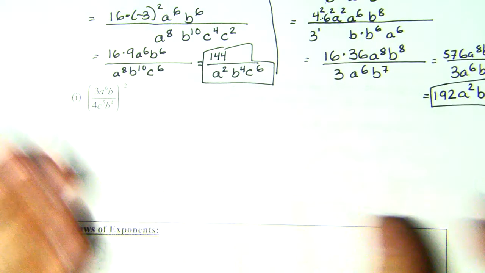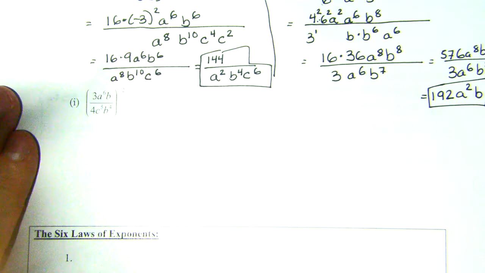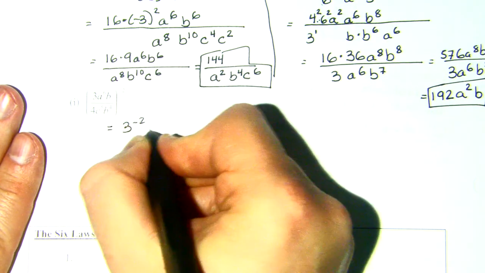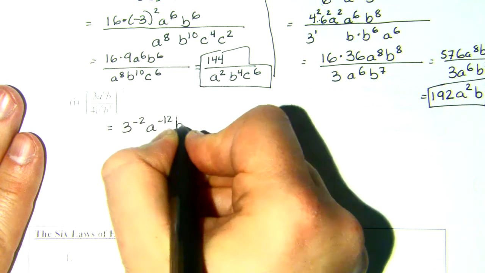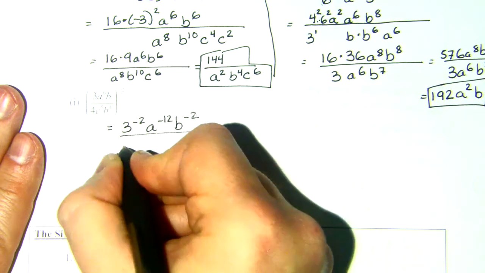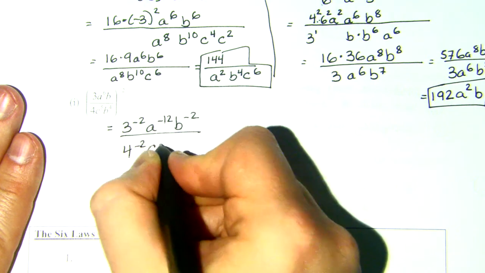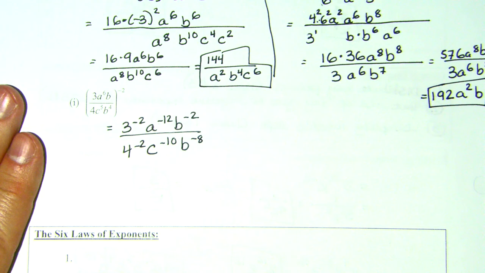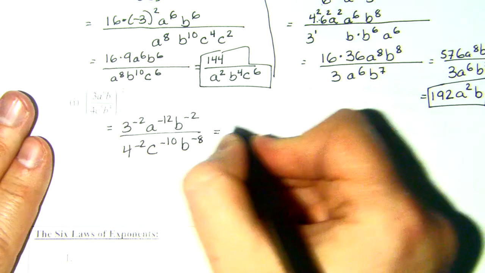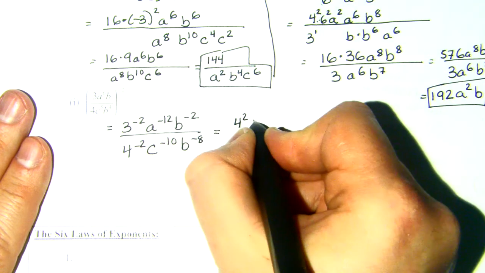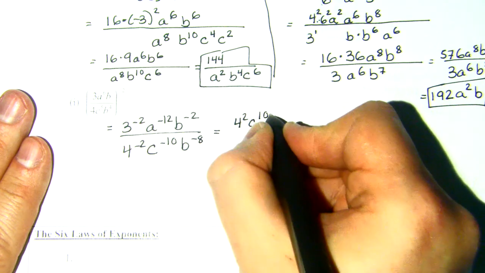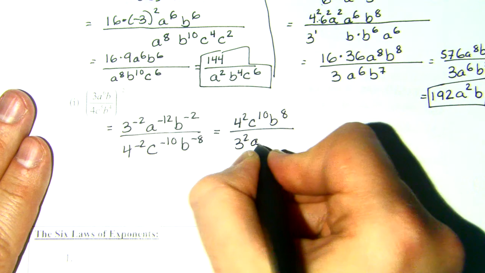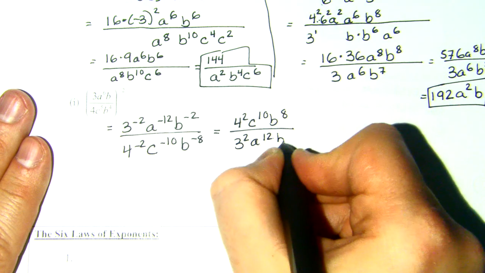So I guess I could do some simplifying first, but I think I'm just going to follow the order I've been giving you, and I'm going to distribute my exponents. 3 to the negative 2, A to the negative 12, B to the negative 2, over 4 to the negative 2, C to the negative 10, B to the negative 8. Everything is a negative exponent, so I'm going to get rid of all those exponents and flip everything. C to the 2nd, C to the 10th, B to the 8th, over 3 to the 2nd, A to the 12th, B to the 2nd.